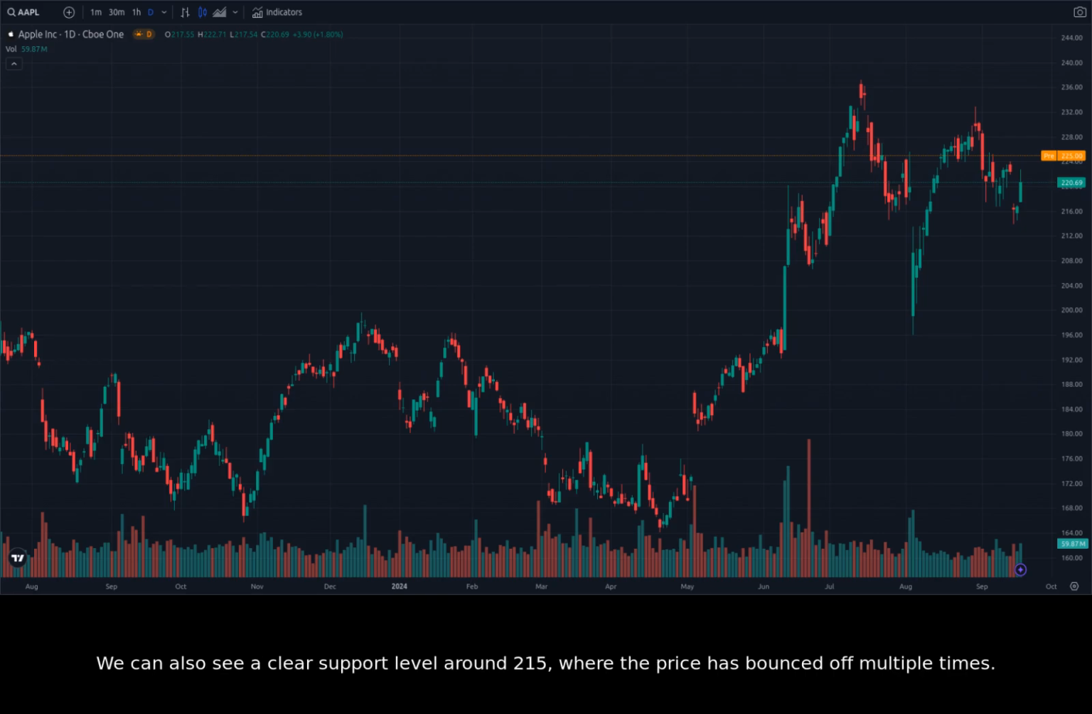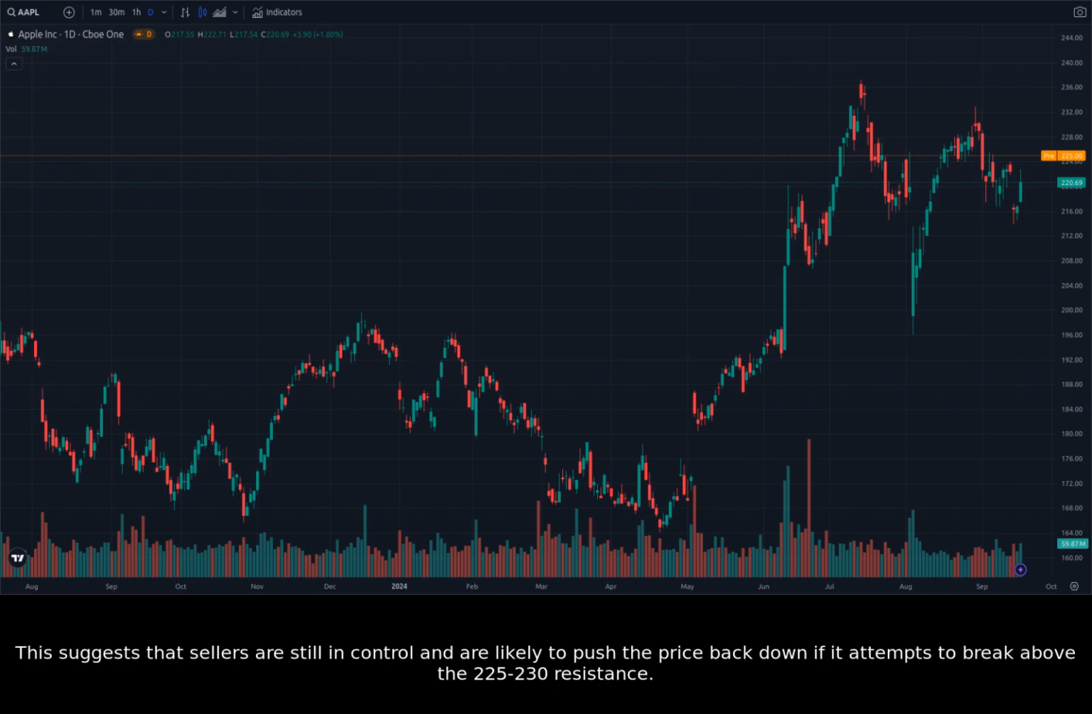We can also see a clear support level around 215, where the price has bounced off multiple times. On the other hand, resistance has been pretty strong around the 225 to 230 range. The price has tried to break through this resistance multiple times, but has been unable to sustain gains. This suggests that sellers are still in control and are likely to push the price back down if it attempts to break above the 225 to 230 resistance.